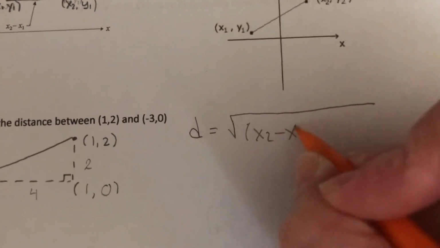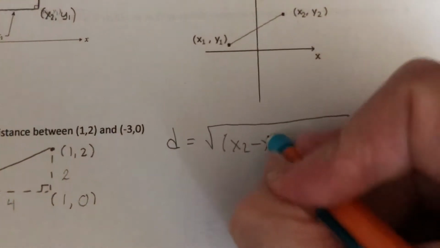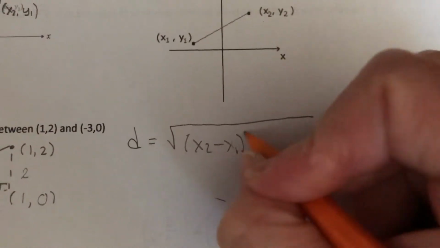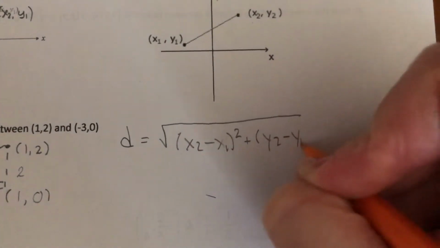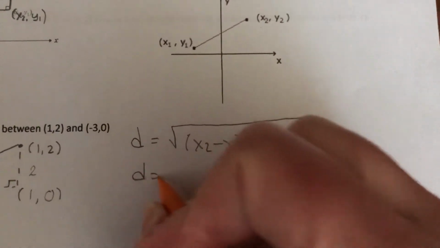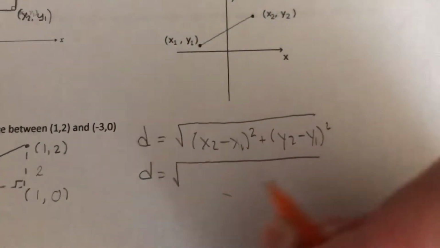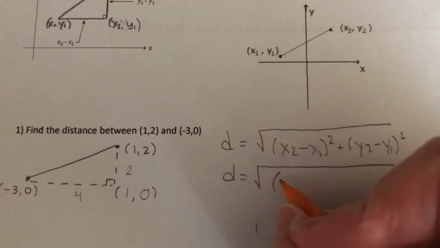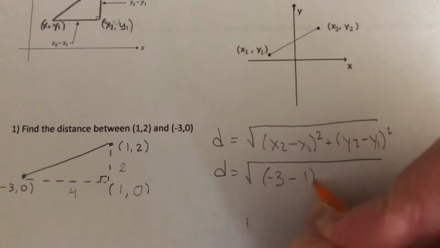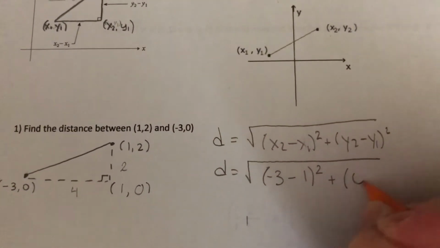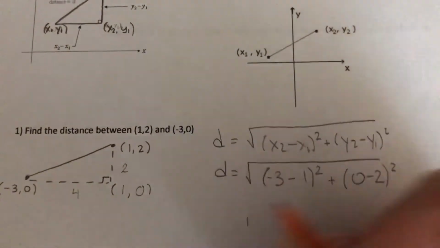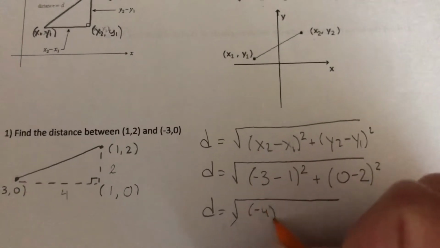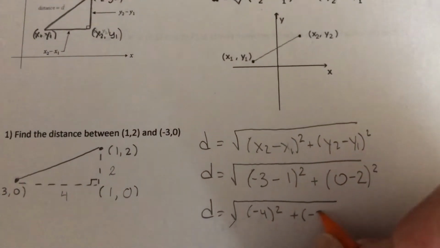x2 minus x1. Oops, let me make that one a little bit better. Plus y2 minus y1. Okay, so I'm just going to plug in my values. Doesn't matter what you call your point 1 and 2. I'm just going to call this 1 first. So that's negative 3 minus 1 plus 0 minus 2. Negative 3 minus 1 is a negative 4. And 0 minus 2 is a negative 2.